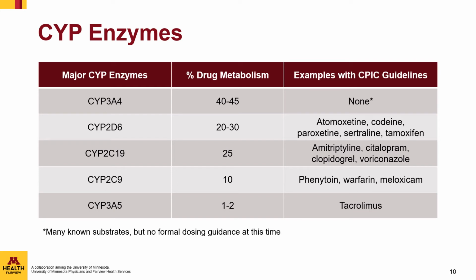Examples of medications with dosing recommendations based on pharmacogenomics are found in the far right column. There are a number of published guidelines referring to human leukocyte antigens and various transporter proteins, which we will delve into deeper in subsequent presentations.